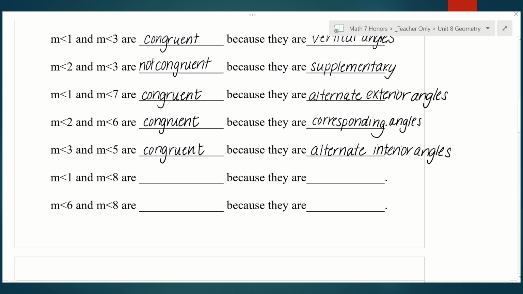Okay, 1 and 8. Let's look at 1 and 8. 1 is definitely an acute angle, and 8 is an obtuse angle. Whenever you have angles where one's acute and one's obtuse, they cannot be congruent. It's impossible for an acute angle and an obtuse angle to be congruent. The reason is that they add up to 180 degrees, which means they are supplementary.